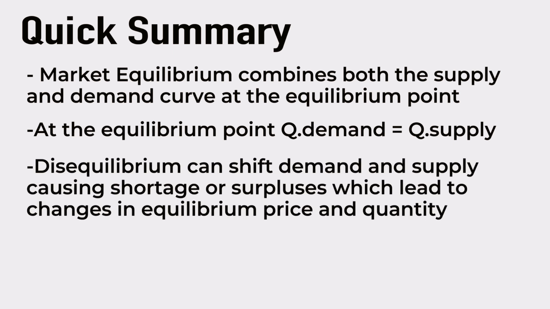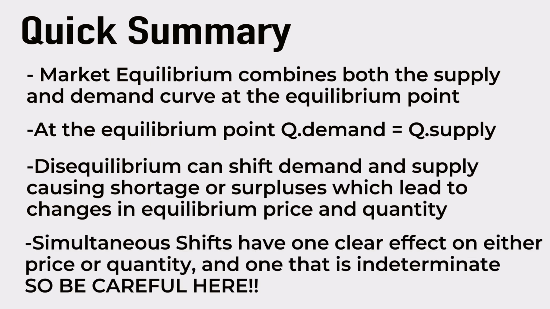This equilibrium can be disturbed by shifts in either the demand or supply curve, causing either a shortage or a surplus in the market. This, in turn, affects the equilibrium price and equilibrium quantity as the market adjusts to these forces. Simultaneous shifts can occur, and there's usually one factor that is clearly an increase or reduction, and another one that is usually ambiguous. For these, use the equilibrium point itself to shape your analysis, and you should be fine.